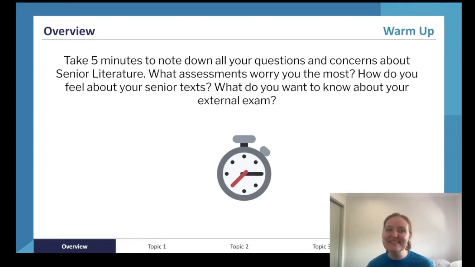All right, about a minute left. So write down your last couple of ideas down onto your page. Again, if you feel like you've gotten down all of your concerns, maybe start thinking about what goals you have for senior literature, or some things you're looking forward to, some things you feel like you're going to enjoy about the subject. And we'll get into our regular scheduled content in just a minute.